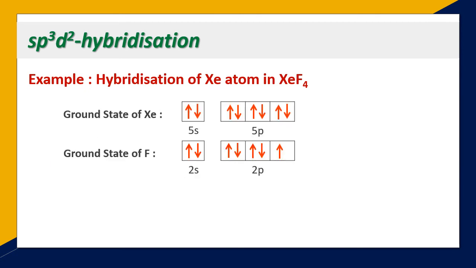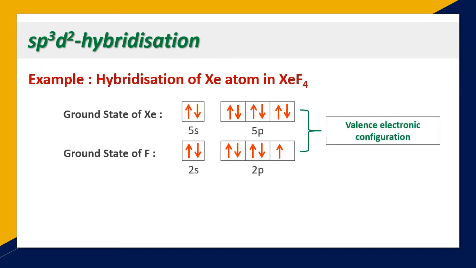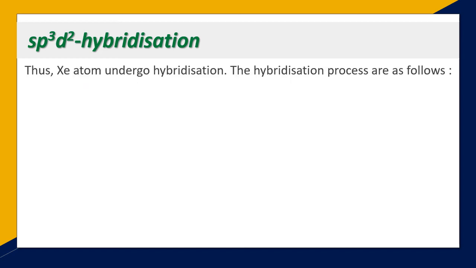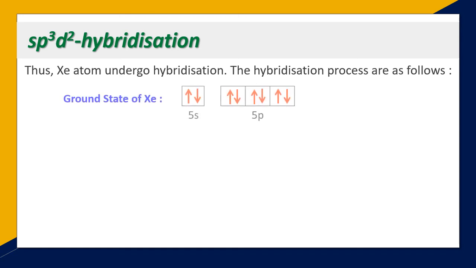At ground state, xenon has 8 valence electrons, while fluorine has 7 valence electrons. According to the valence bond theory, it is impossible for a xenon atom to form 4 covalent bonds with 4 fluorine atoms because at ground state, the xenon atom has no unpaired electrons and cannot form any bonds with other atoms. Thus, the xenon atom will undergo hybridization. The hybridization process is as follows.